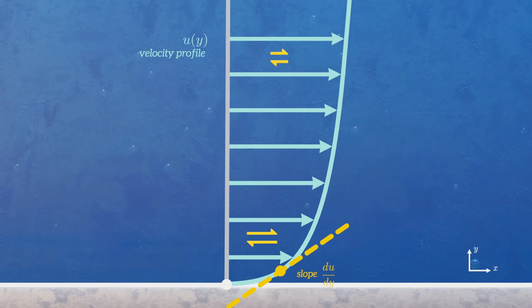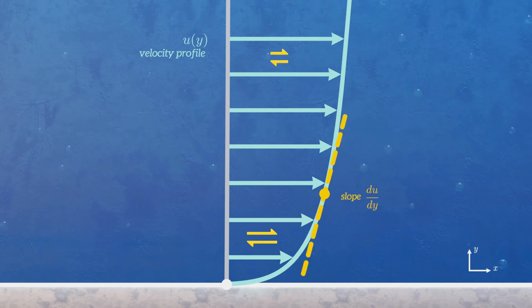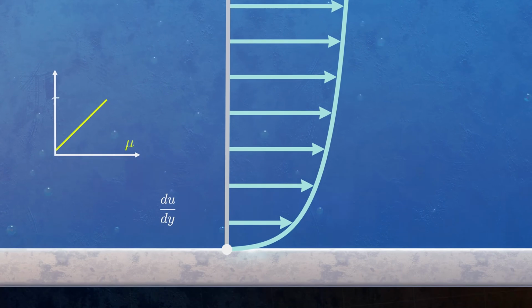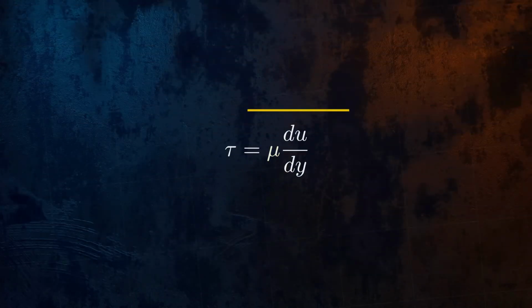For most fluids, the relationship between the shear stress and the slope of the velocity profile is linear, and the constant of proportionality is what we call fluid viscosity. In engineering, it's usually denoted using the Greek letter mu. We can think of viscosity as the internal friction of a fluid in motion. It has the effect of smoothing out differences in velocity by increasing the shear stresses in proportion with the velocity gradient. We can express the linear relationship using this equation.